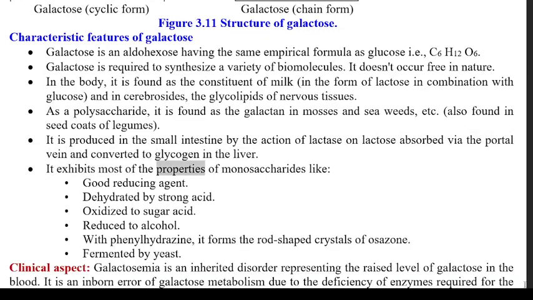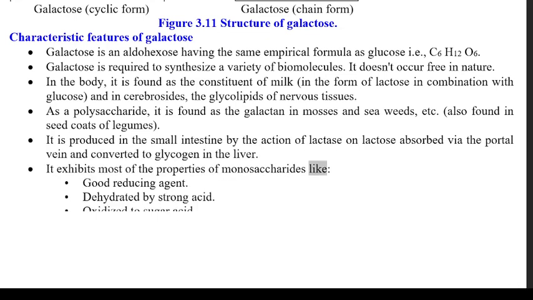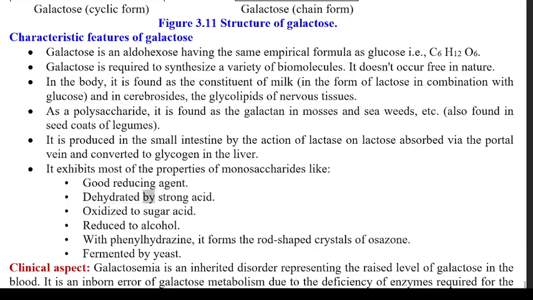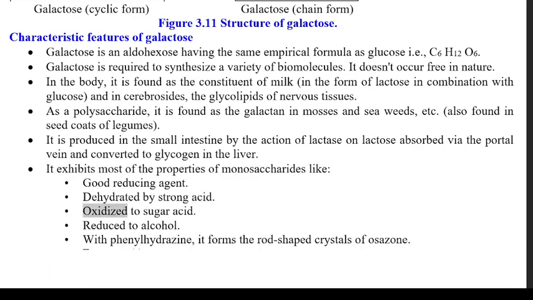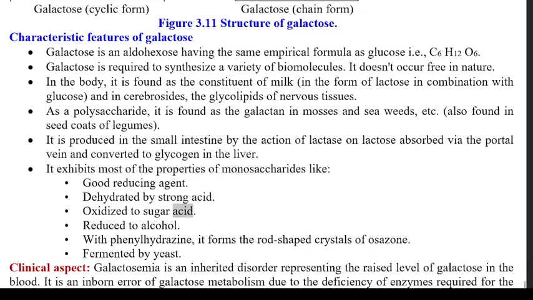It exhibits most of the properties of monosaccharides like good reducing agent, dehydrated by strong acid, oxidized to sugar acid, reduced to alcohol. With phenylhydrazine, it forms the rod-shaped crystals of osazone. Fermented by yeast.